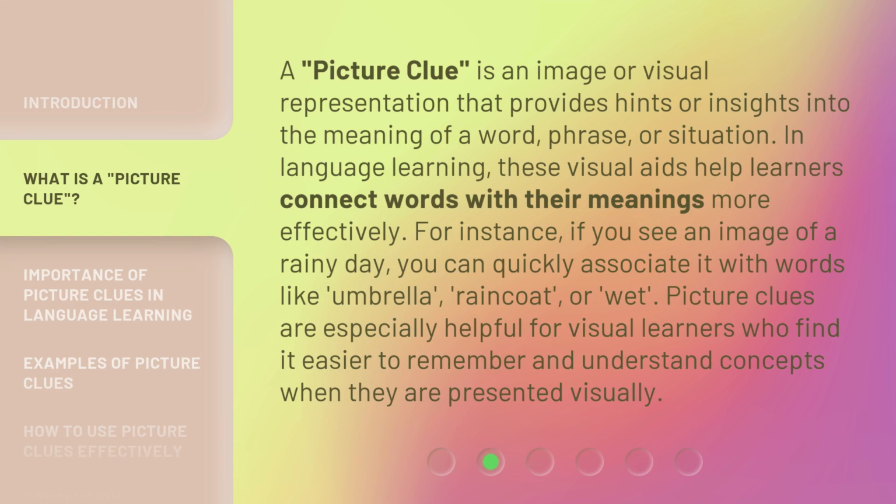A picture clue is an image or visual representation that provides hints or insights into the meaning of a word, phrase, or situation. In language learning, these visual aids help learners connect words with their meanings more effectively. For instance, if you see an image of a rainy day, you can quickly associate it with words like umbrella, raincoat, or wet. Picture clues are especially helpful for visual learners who find it easier to remember and understand concepts when they are presented visually.